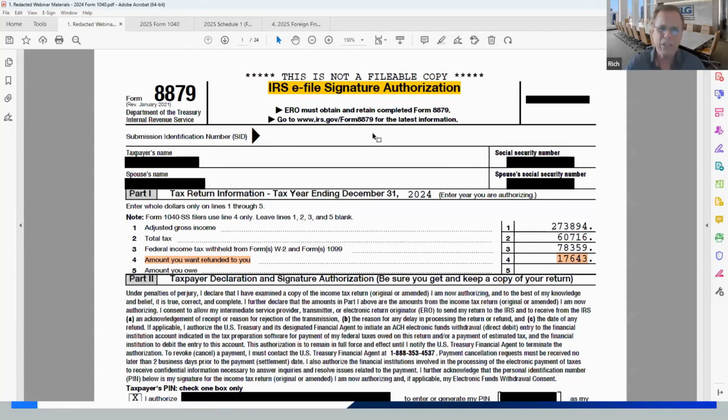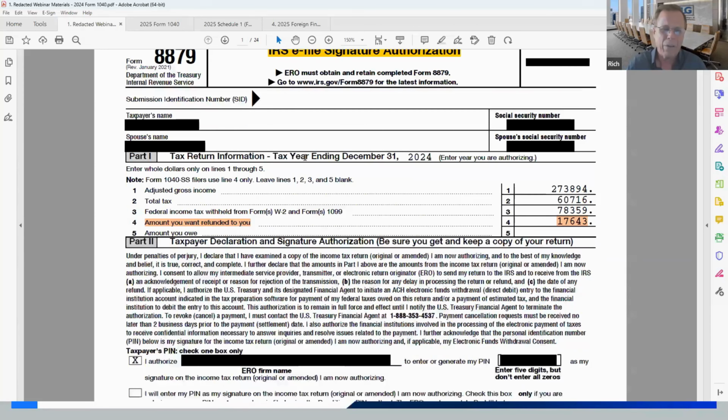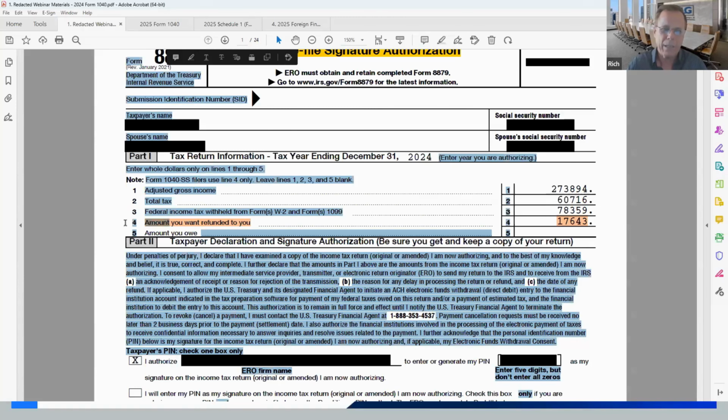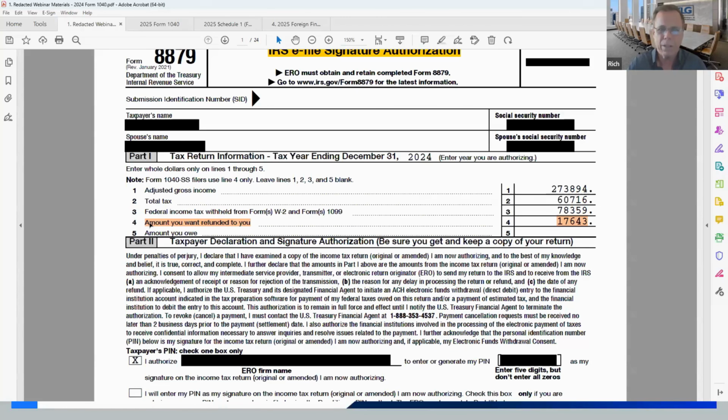There's really limited information here, but I would just want to point out line 4, amount you want refunded to you. And that's exactly what that line means. Amount you want refunded to you. And in this particular case, it's $17,000. Now, that doesn't mean that this is what the client overpaid. The client could have overpaid $200,000 and only requested $17,000 refunded, and the rest applied to the following year, which we will get into.